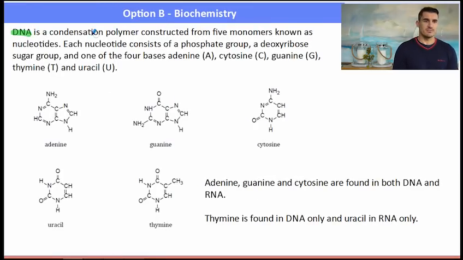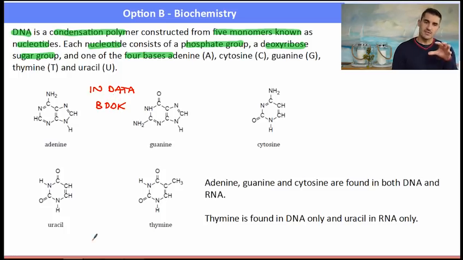So DNA is a condensation polymer constructed from monomers known as nucleotides. Each nucleotide consists of a phosphate group, a deoxyribose sugar, and one of the 4 bases, either A, G, C, or T. Sometimes we use U if we're looking at uracil, and we'll talk about that later. Each of those 5 bases can be found in the data book, so you don't need to remember the structure. So if they're talking about DNA, refer to the data book.